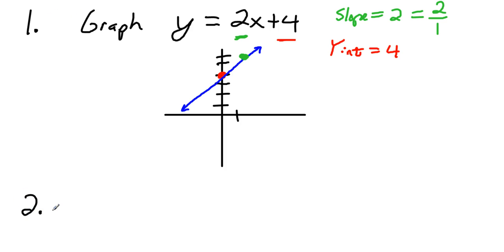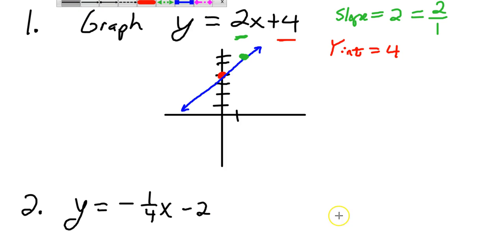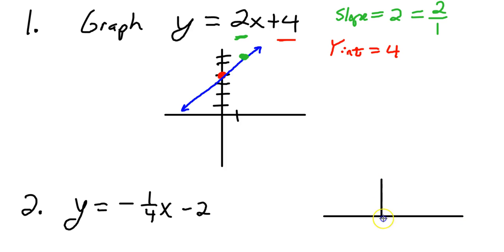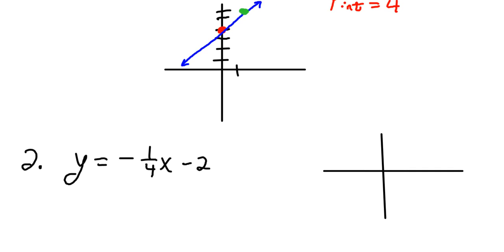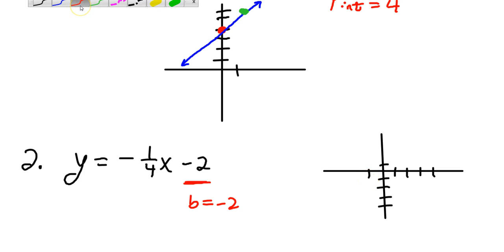Second thing is it's another graphing one. This one, let's change it to negative 1/4 x minus 2, something like that. Okay, and same thing on this one. Your b value is negative 2, so that's where we're going to start. So we'll start at negative 2.